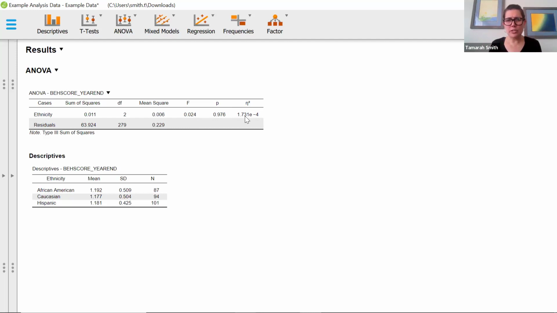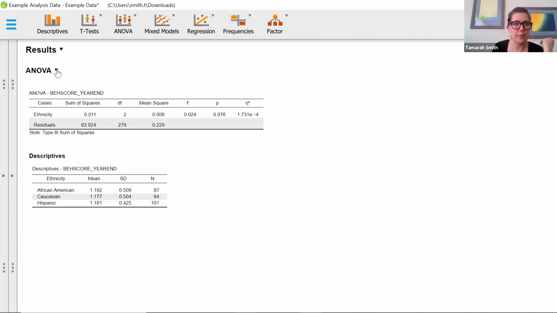Okay, the eta squared is also super, super small. This -4 is showing us that we would have to move the decimal place out 4 places and give us a very, very tiny little decimal. It's so small, it doesn't even fit on the page here. All the leading zeros don't fit on the page. So we know that it's very tiny. What does that actually mean in terms of context? Well, let's look at the descriptives. Our behavioral scores at the end of the year for African American, Caucasian, and Hispanic are all very similar: 1.19, 1.17, and 1.18. There's nothing going on here. These guys are all very similar to each other.